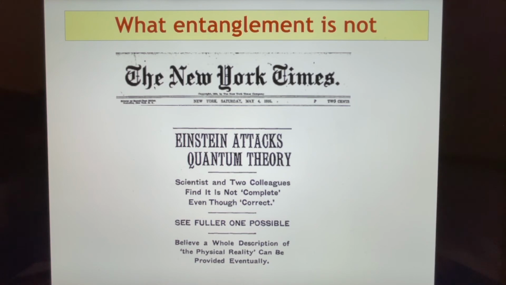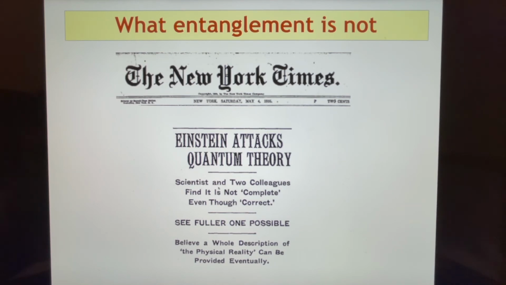This was actually on the front page of the New York Times when Einstein, Podolsky, and Rosen published the EPR paper in 1935. And you can tell here, popular science is, honestly, something we need to do to do popular science properly. Look at that. Einstein attacks quantum theory. Okay, sensational headline. Let's see.